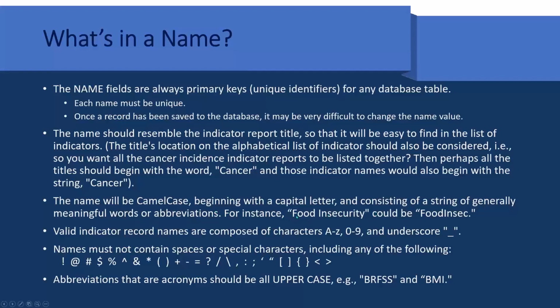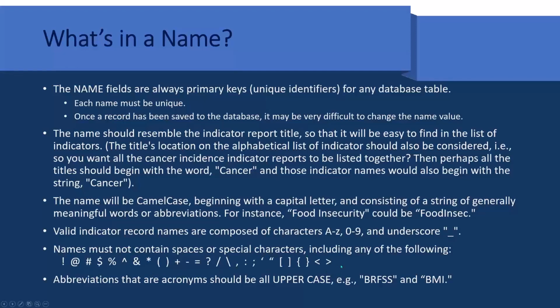And for instance, beginning with a capital in every syllable, if you would. Food insect starts with a capital. All the other letters are lowercase. You can't have special characters or spaces. The valid names have characters A through Z, 0 through 9, and you can use an underscore character, but you cannot use any of these characters.